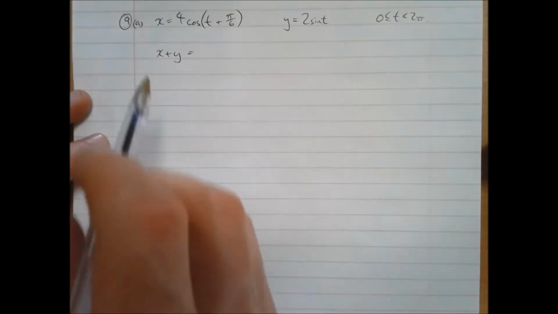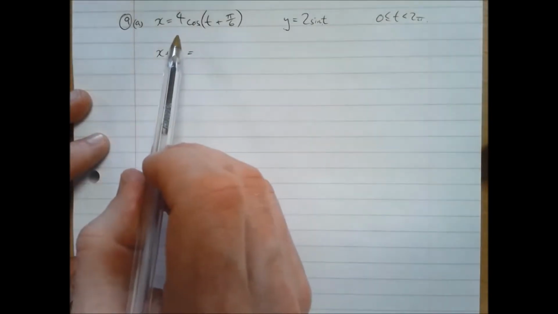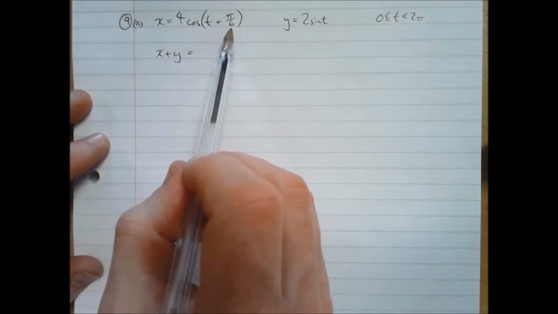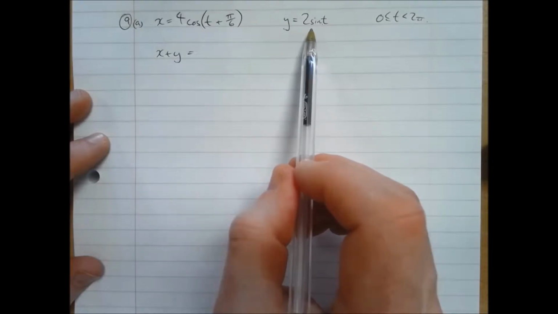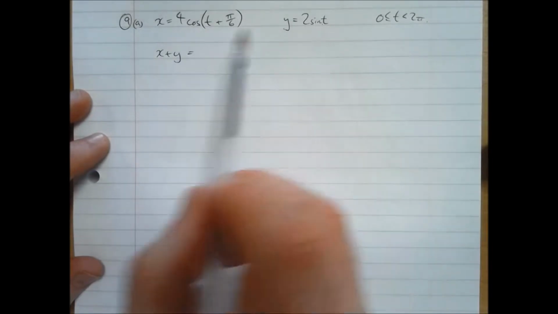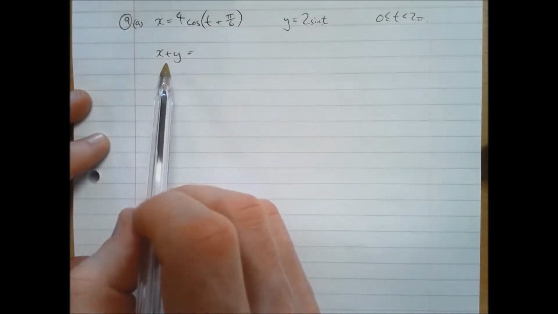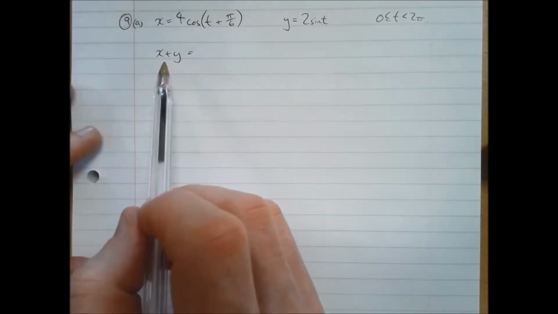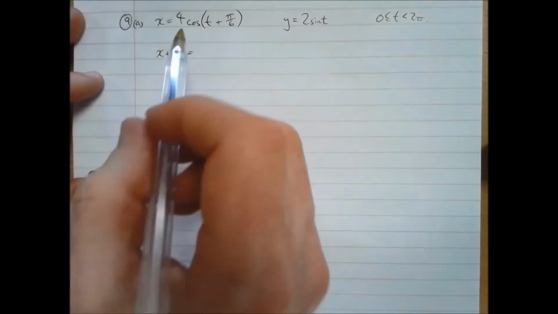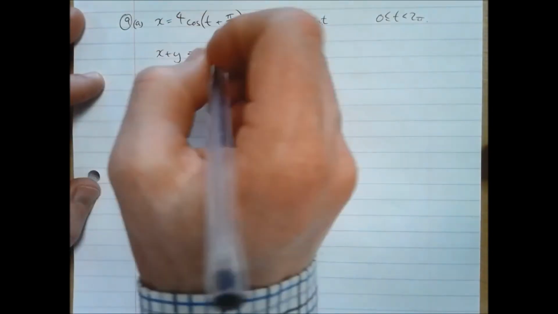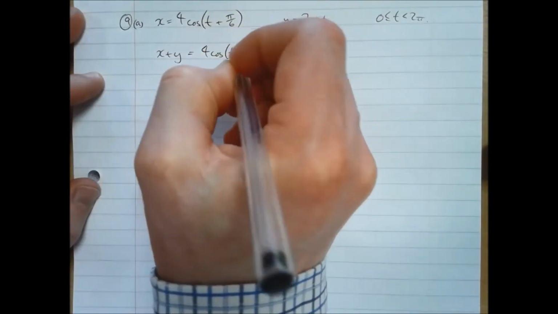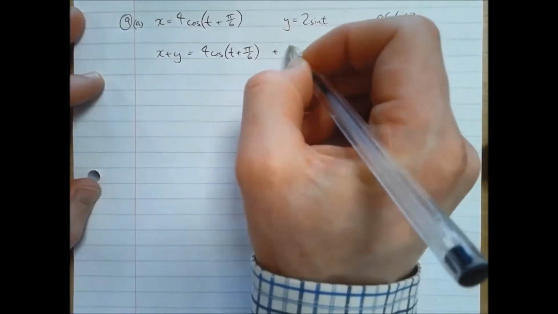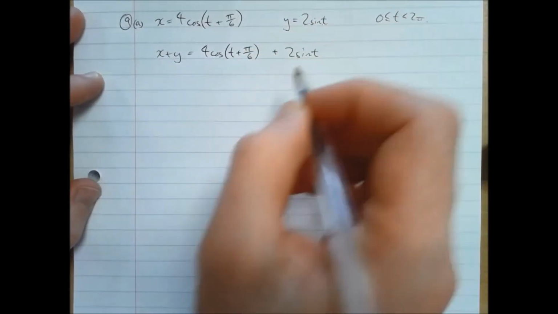Okay, question 9, part A. Here we've got two parametric equations, x equals 4 cos(t plus pi over 6) and y equals 2 sine t. And we're trying to show that x plus y equals 2 root 3 cos t. So let's just try and find x plus y. So x plus y, well, x is 4 cos(t plus pi over 6) and y is 2 sine t. So substitute that in there.